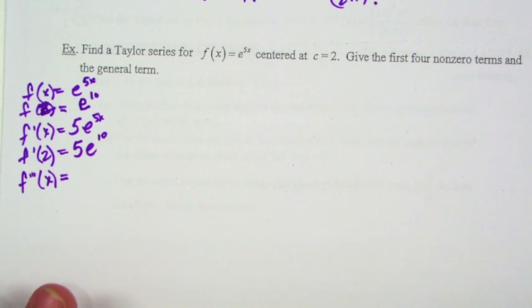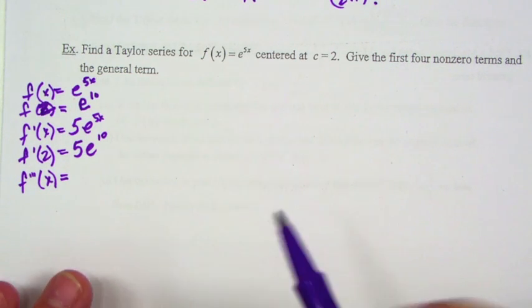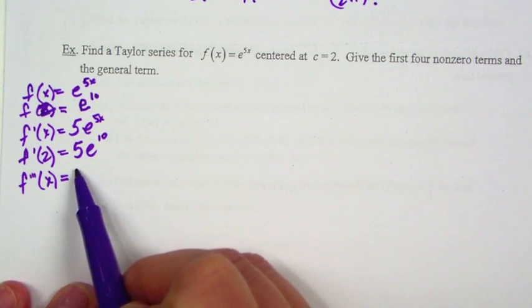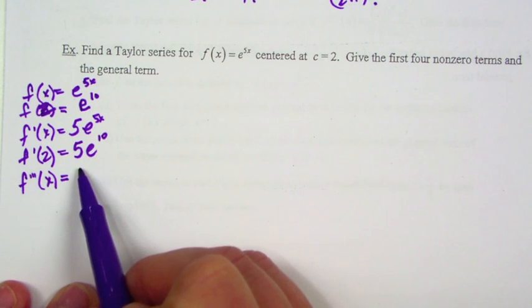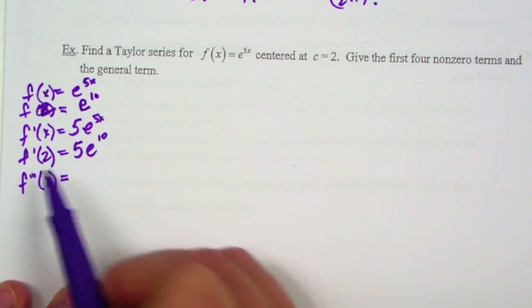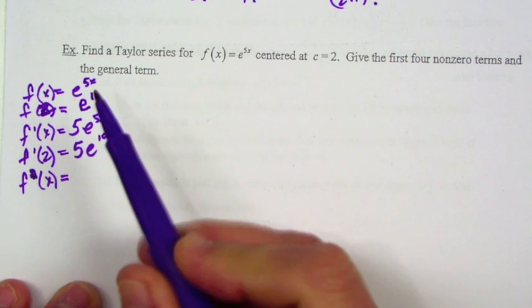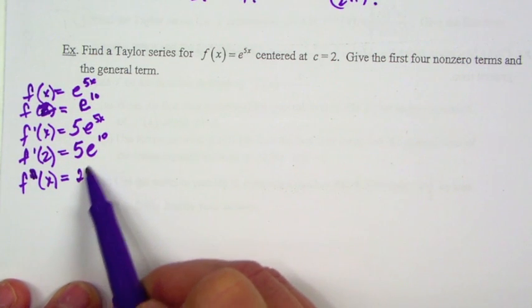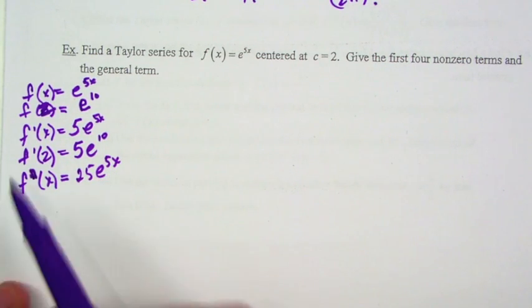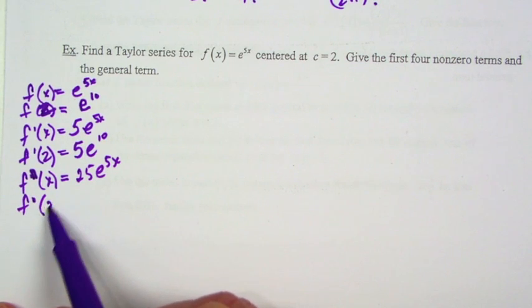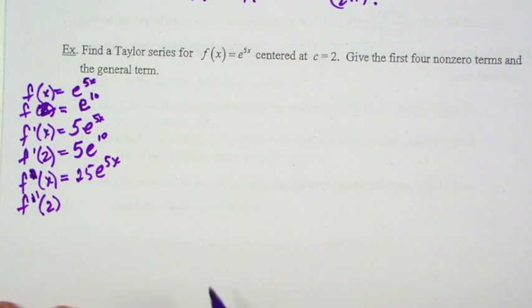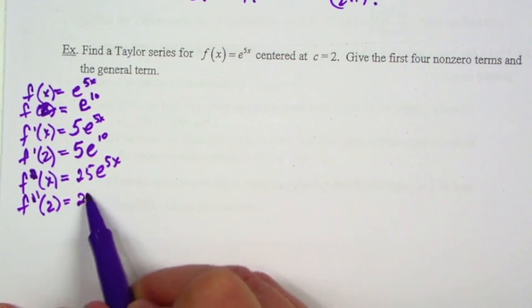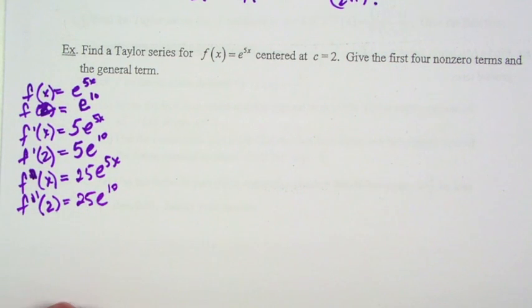So f double prime of x is what? 25e to the 5x. So f double prime at 2 is 25e to the 10th.